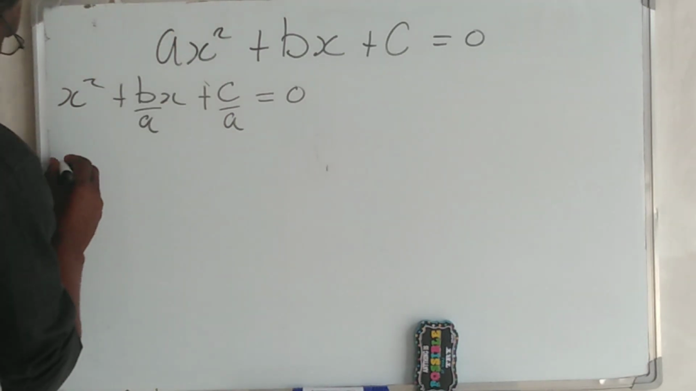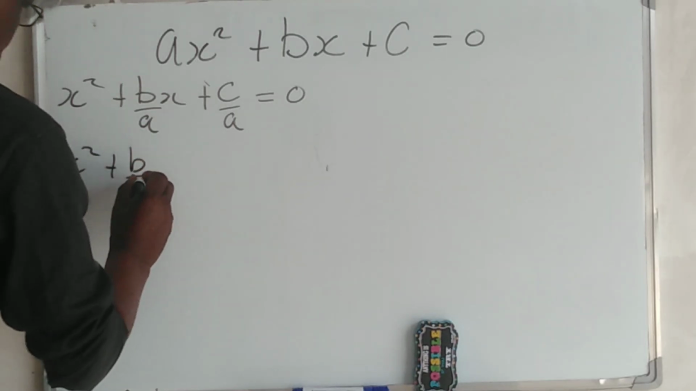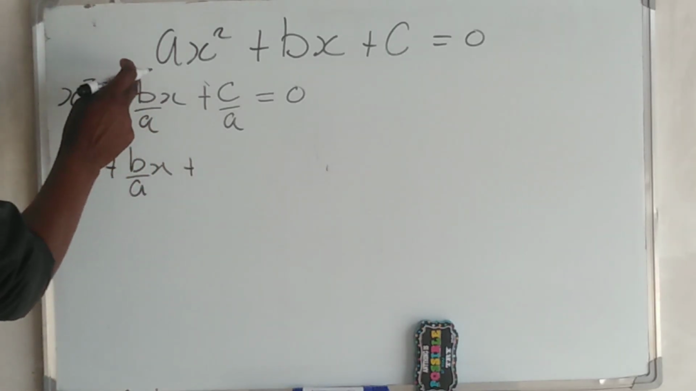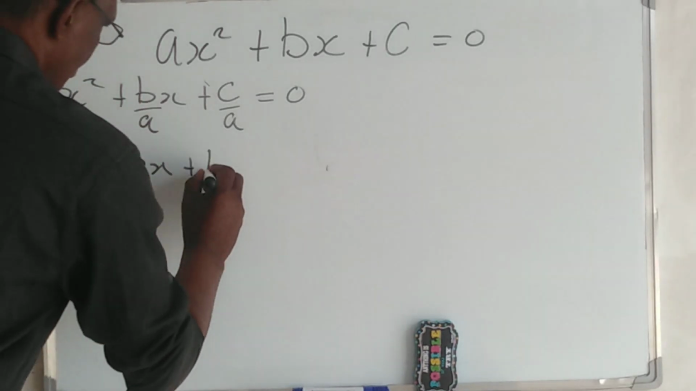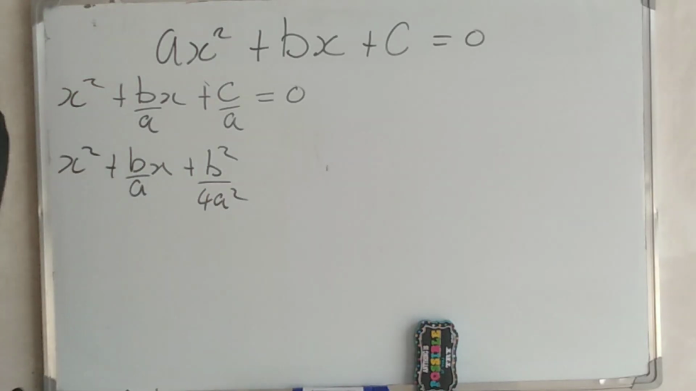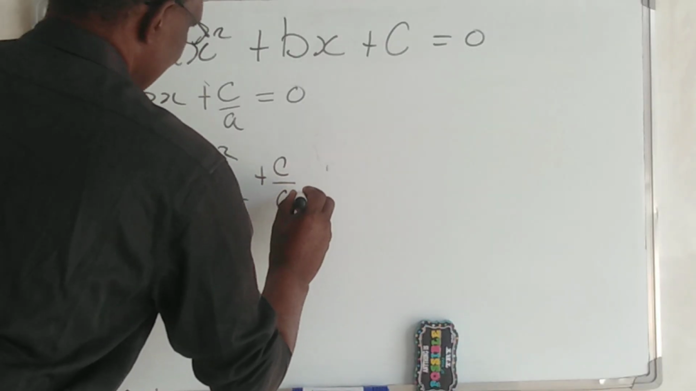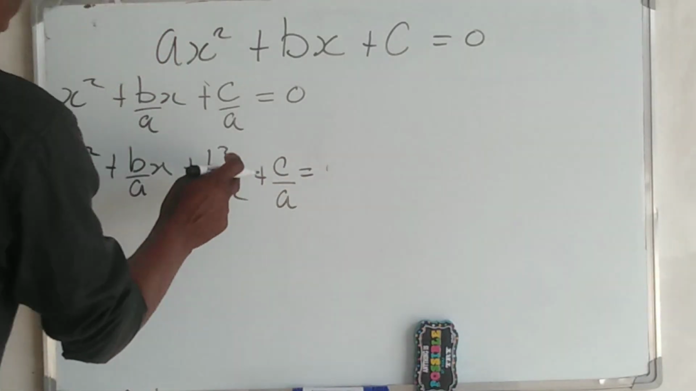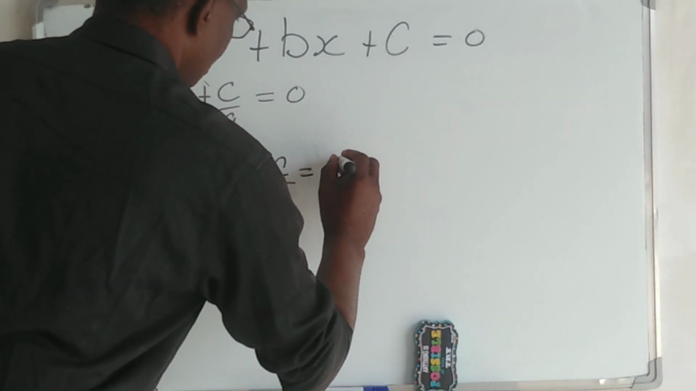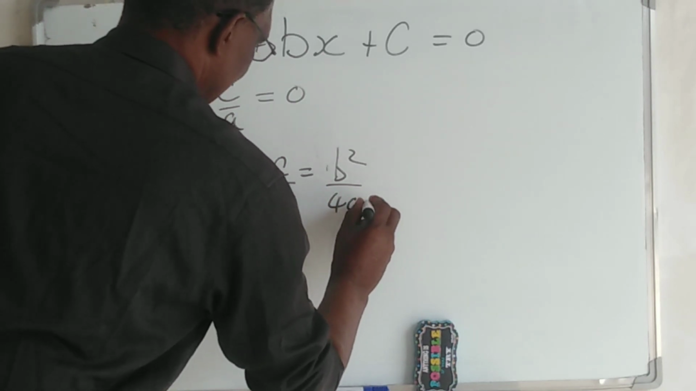We get x squared plus b over a x plus the square of half of this, which is b squared over 4a squared, plus c over a is equal to, remember we have added this, we need to add it to the other side. So we have b squared over 4a squared.